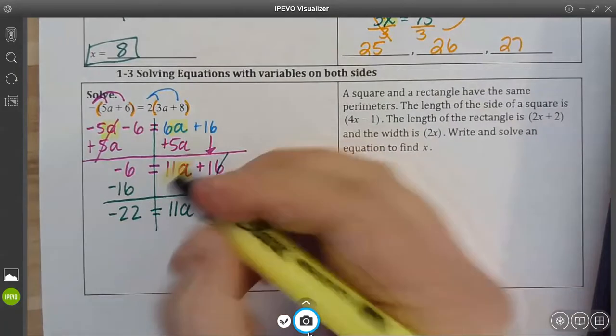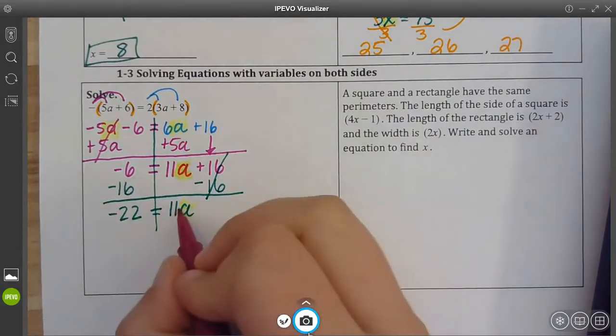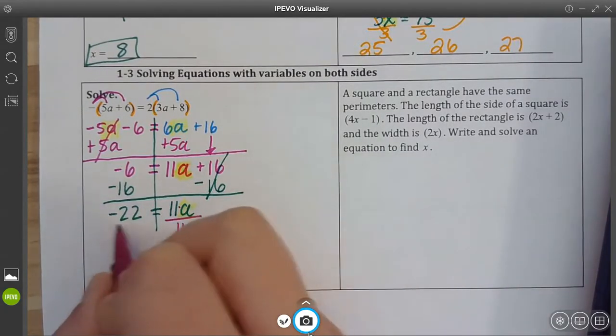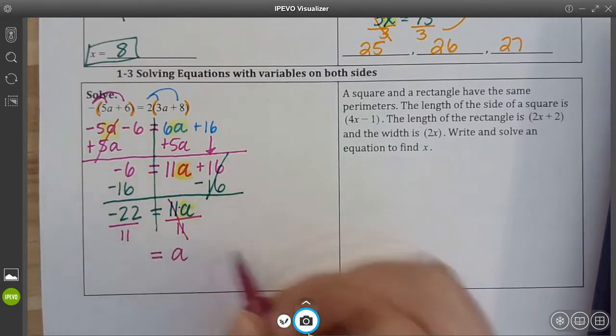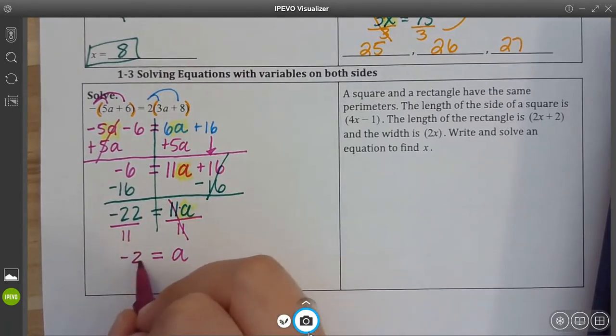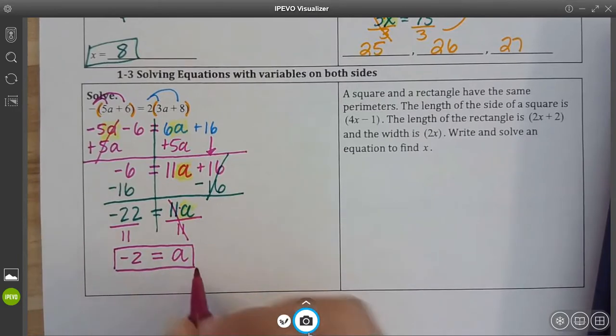And again, our whole goal is to get a by itself. Right now it has an 11 out in front of it that's being multiplied. The opposite of multiplication is division. My 11s are going to cancel out. I'm left with a. Negative 22 divided by 11 is negative 2. So a equals negative 2.